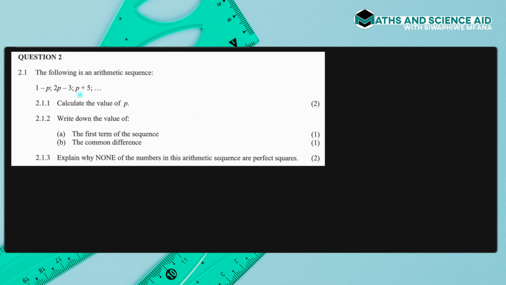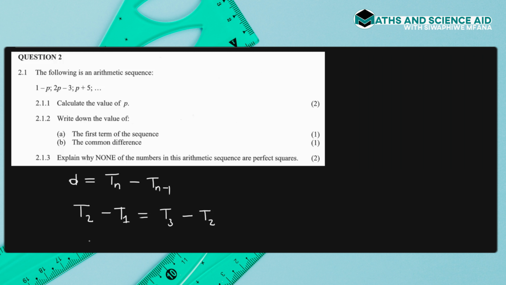Well, this is easy because since this is an arithmetic sequence, we know that it must have a constant difference, which we usually symbolize as d. And this difference can be calculated from Tn minus Tn minus 1, meaning that this difference can be calculated from the second term minus the first term. And it must also be equal to the third term minus the second term.